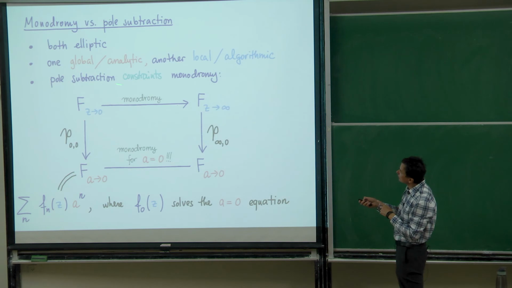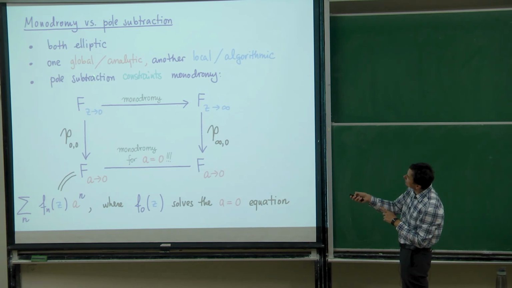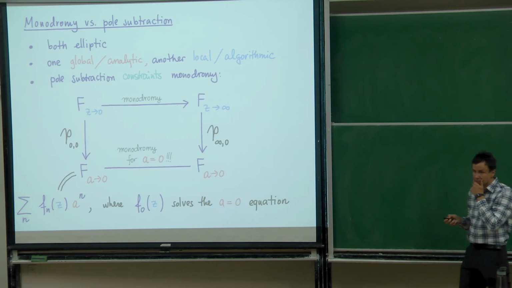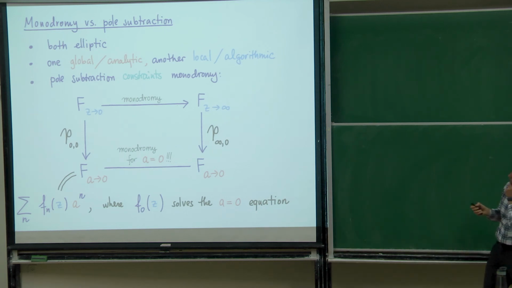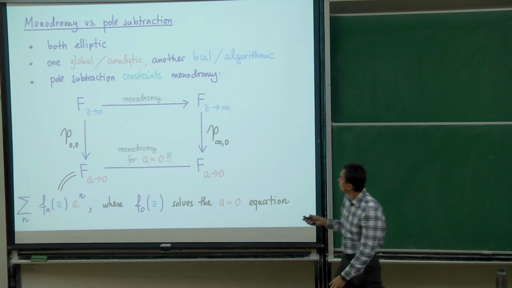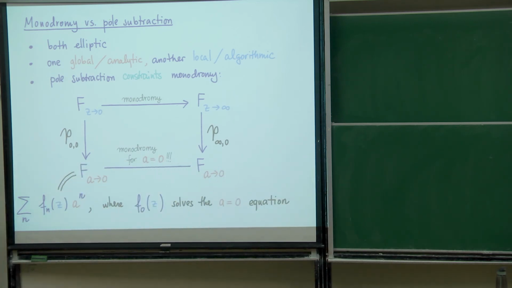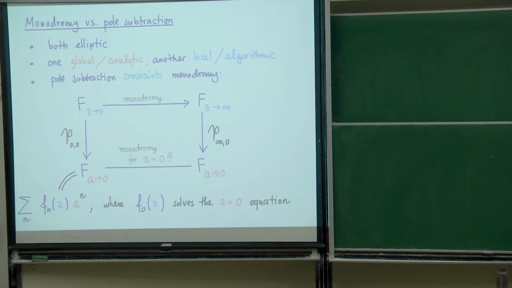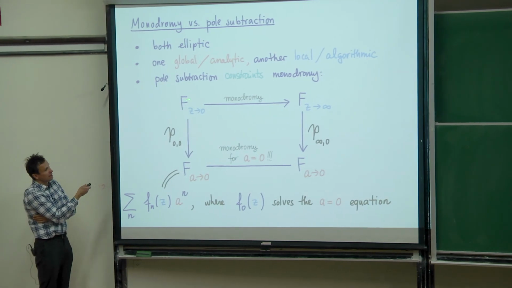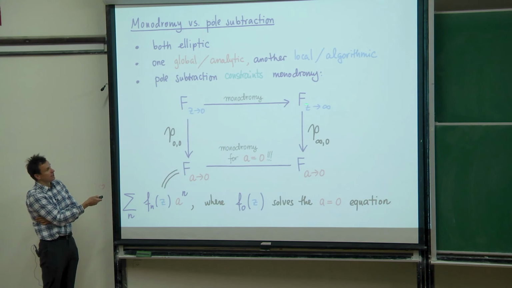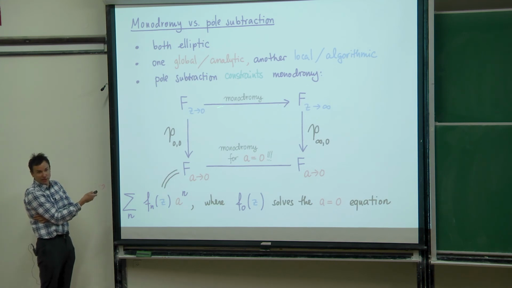And now the key point is that pole subtraction, well, what I wrote here, constrains the monodromy. And how does it constrain the monodromy? Since it's a key point, I'll come to this side to emphasize its importance. So I have a solution near z equals 0, and I'd like to compare it to the solution at z equals infinity. By definition, this comparison is the monodromy.